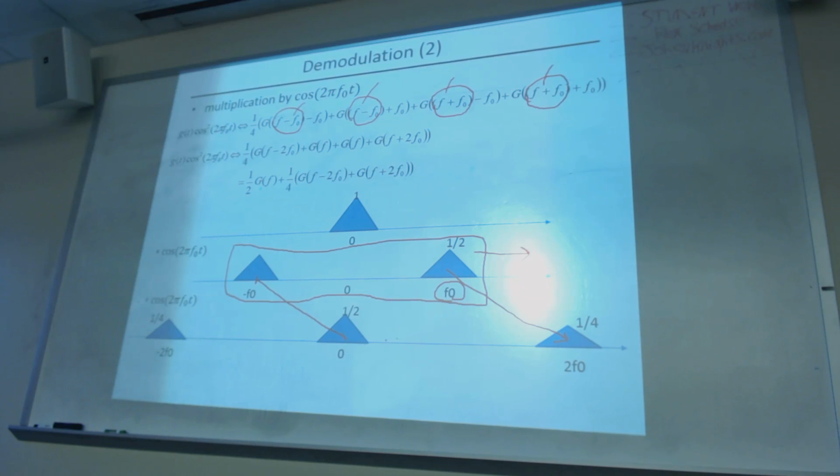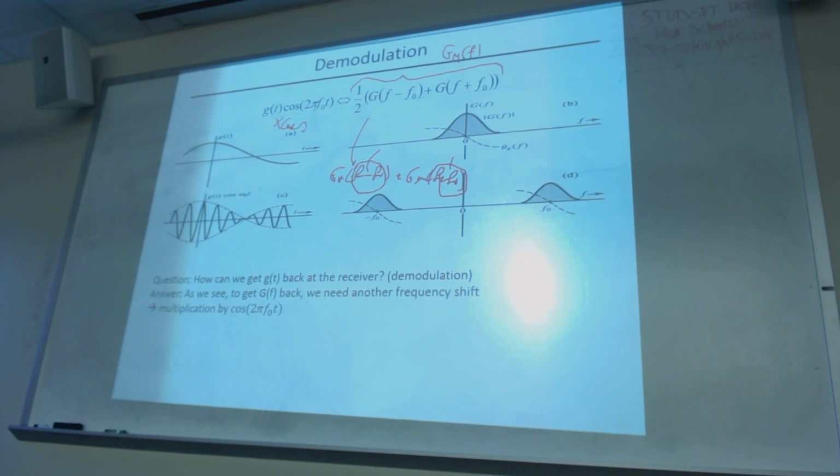My question is, when you multiply by cosine again, does it shift it to the right again? What makes it shift to the left this time? Yeah, both of them. Every time you shift both to the right and to the left. See the formula, it says G of f minus f naught plus G of f plus f naught. Once you multiply by cosine, you have to shift both directions.